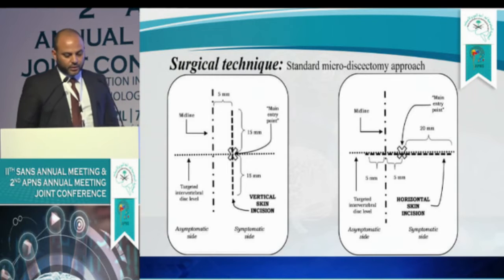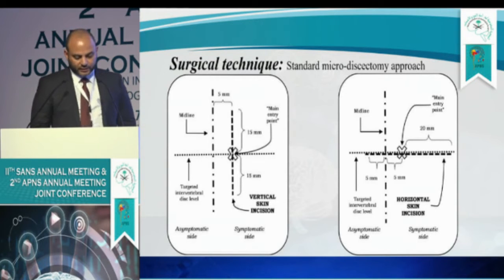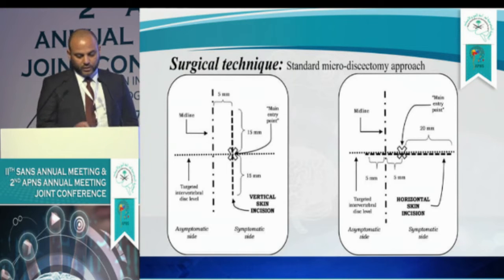This is actually our technique. On the left side is the classic technique, where you do a vertical incision, 5 mm paramedian, centered on the lumbar intervertebral disc level. And on the right side, the one we are using now, is a horizontal skin incision, which is centered again on the intervertebral disc level, starting 5 millimeters on the contralateral side, then another 20 millimeters laterally.